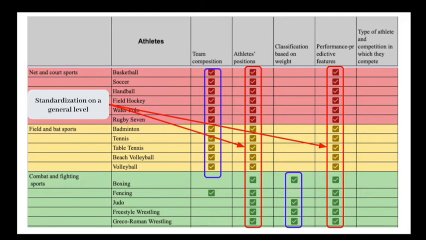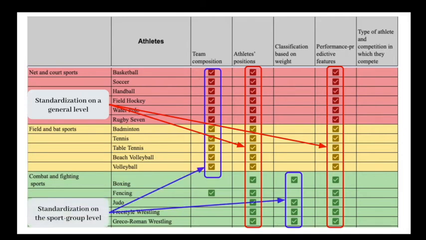On the other hand, information such as team composition and classification about weight revealed to be representative of a standardization on the sport group level, since their frequencies are higher inside specific groups such as net and court sports and combat and fighting sports, for example.